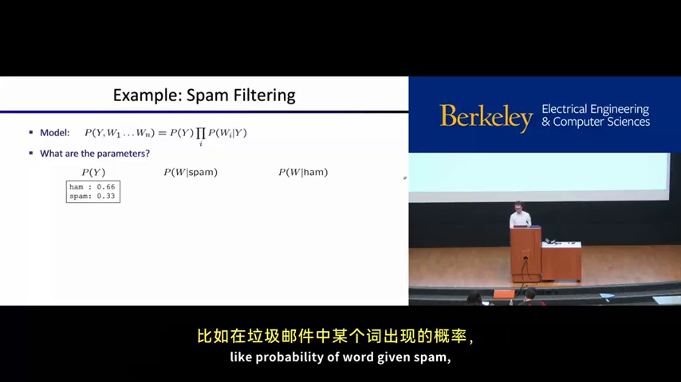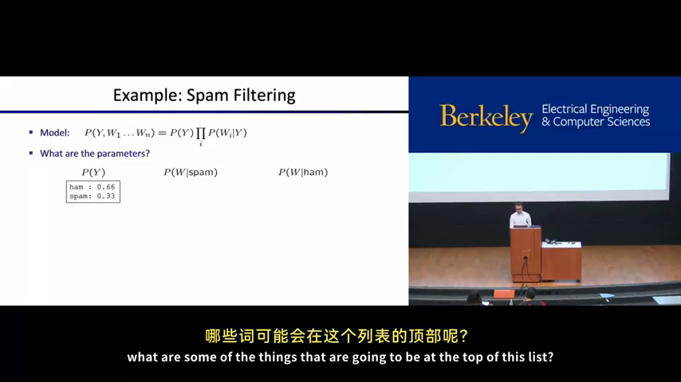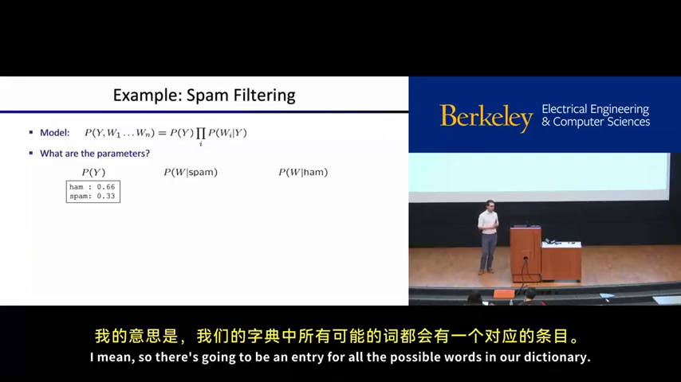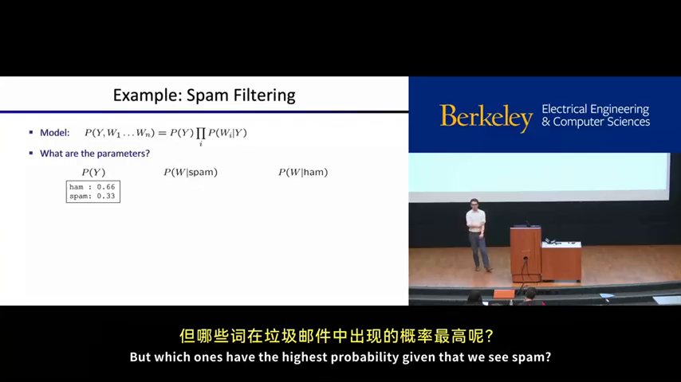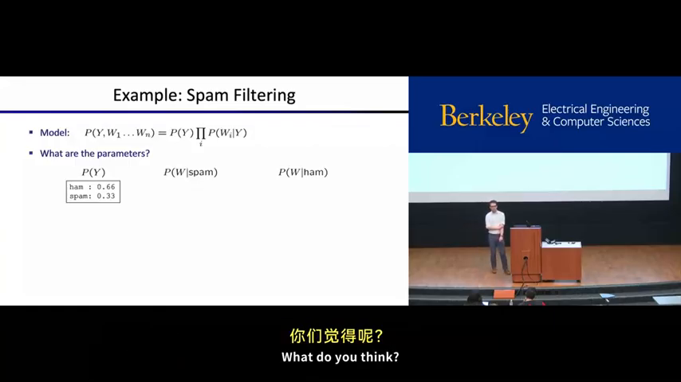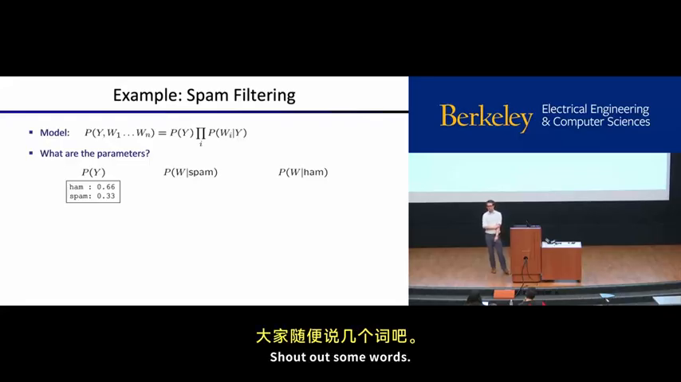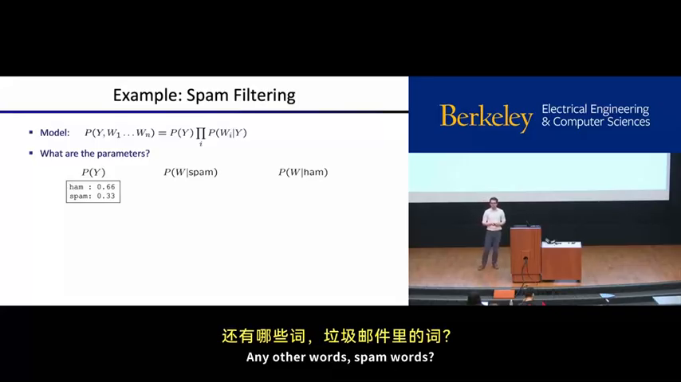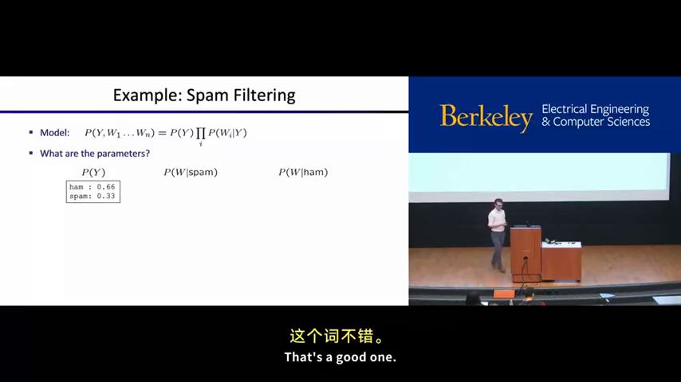So who thinks they know what some of the common words are? Probability of word given spam, what are some of the things that are going to be at the top of this list? There's going to be an entry for all the possible words in our dictionary, so a lot of entries, but which ones have the highest probability given that we see spam? Just shout out some words. Free. Okay. Any other words? Spam words? Sale. Okay. Enhance. That's a good one.